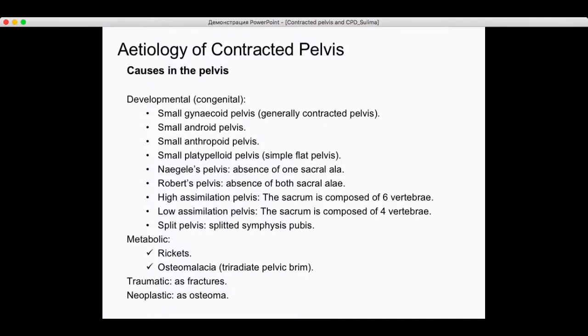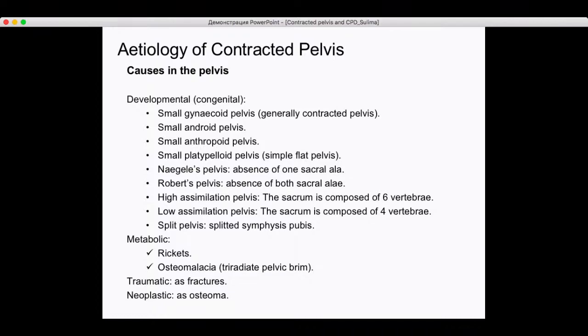In rare cases, normally the sacrum is composed of 5 vertebrae. In case of 6 vertebrae, we speak of high assimilation pelvis, and with fewer than 5 vertebrae, for example 4, this is lower assimilation pelvis. In very rare cases, we have a split symphysis pubis, like a split pelvis. Metabolic: rickets or osteomalacia.